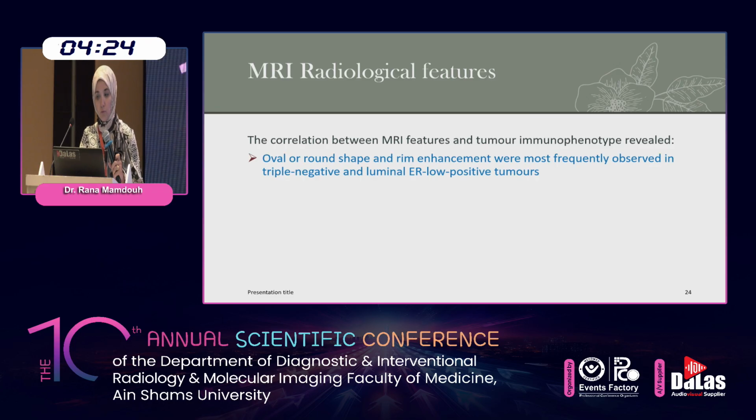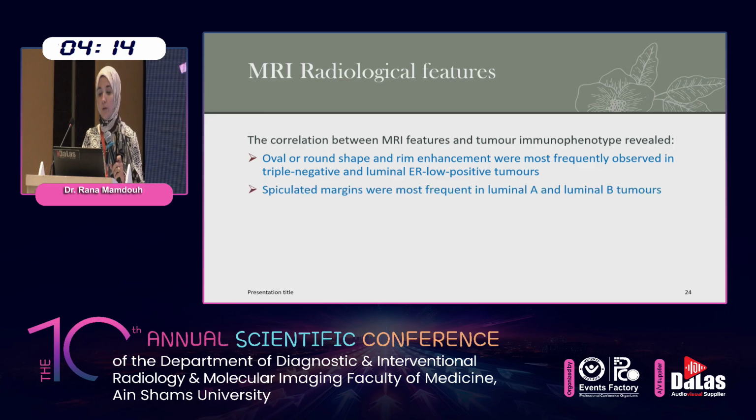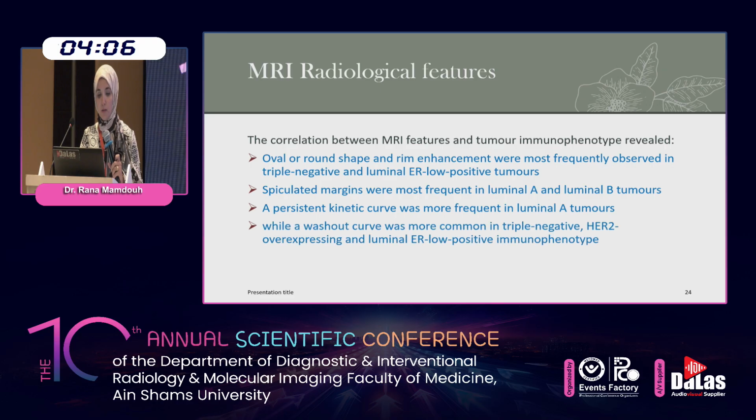The correlation between MRI features and the tumor immunophenotypes revealed oval or rounded shape and ring enhancement were most frequently observed in triple negative or luminal estrogen receptor low positive tumors. Spiculated margin was seen most frequently in luminal A and luminal B. A persistent kinetic curve was more frequent in luminal A tumors. And a washout curve was more common in triple negative and HER2 overexpressed.